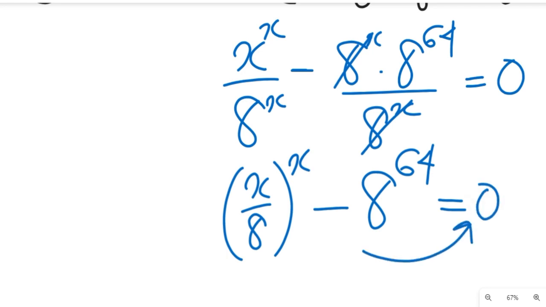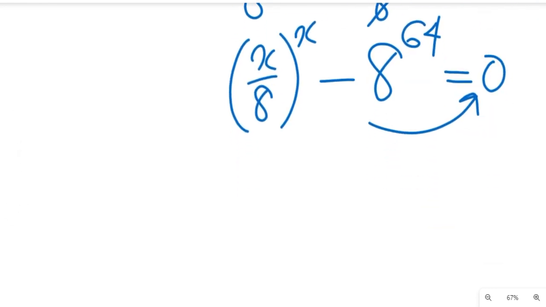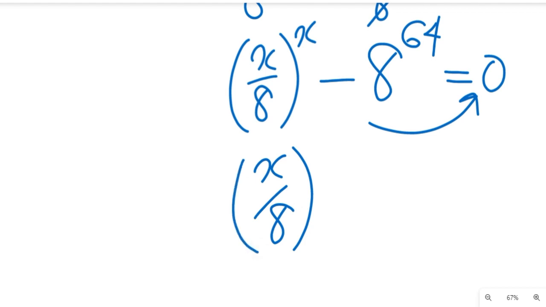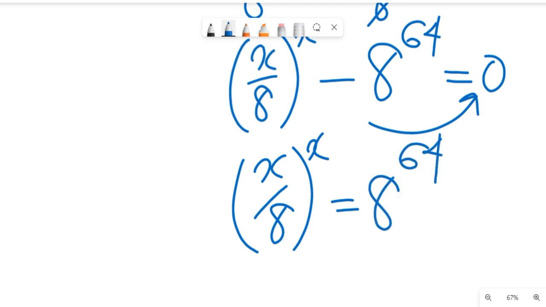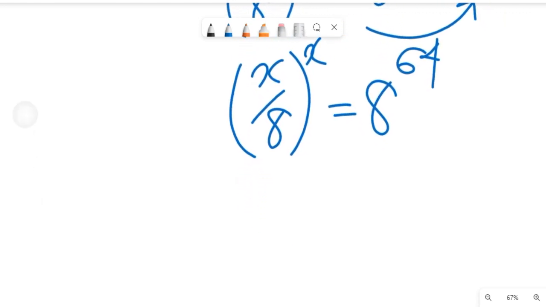Now let's bring 64 to the other side. If we take 64 to the other side, we are going to have x divided by 8, all to the power of x, equal to 8 to the power of 64. Good. Now we have arrived at this part. We are going to look at a logical way of simplifying this to the simplest term.